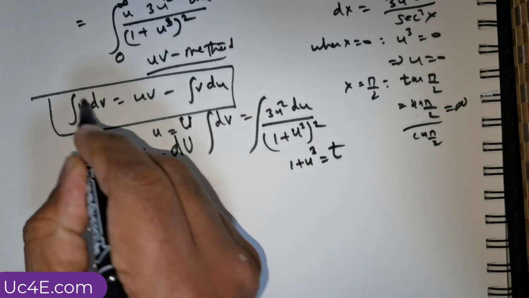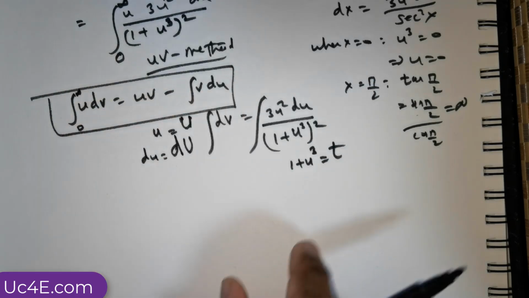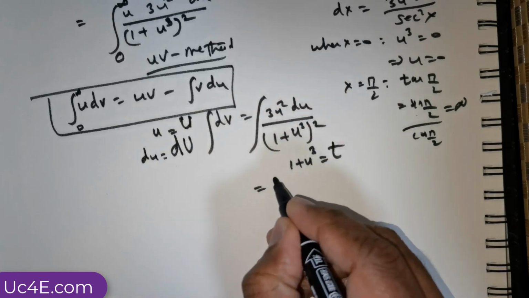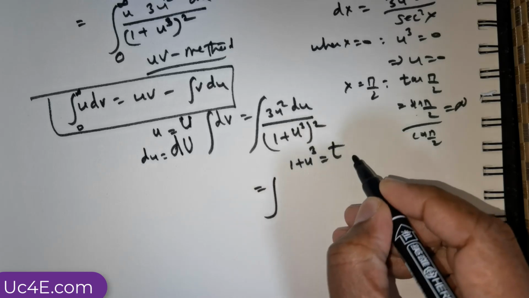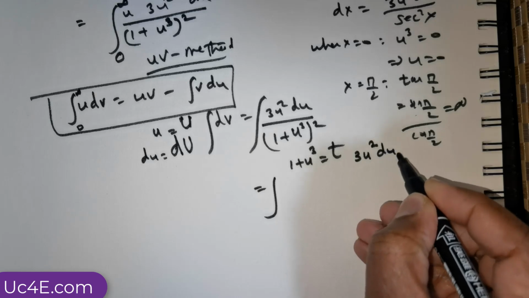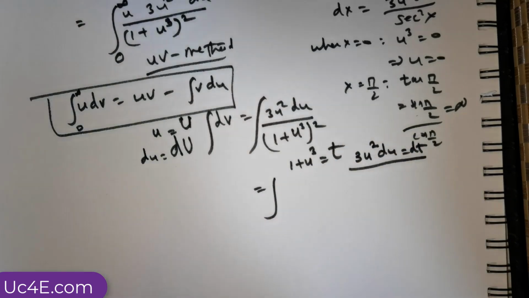Of course, we know this limit is 0 to infinity, but I'm not going to take any limits as of now. Let me just simplify this. So this is going to be equal to this. If I were to differentiate this, this is going to be 3 times u squared du is equal to dt. This is what I've got.